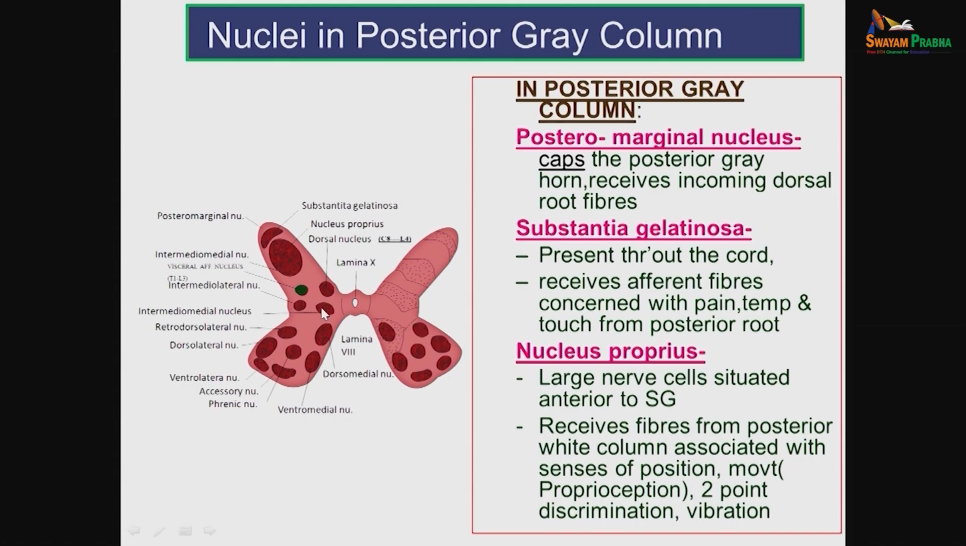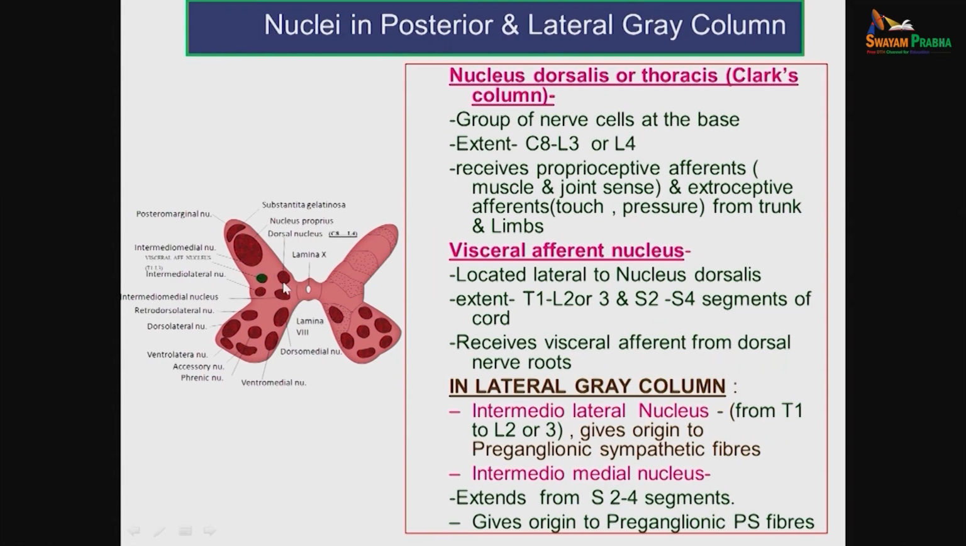That is nucleus proprius. Next nucleus, coming to the base of the posterior grey horn, you can see a huge nucleus here. That's called the dorsal nucleus, or nucleus dorsalis or thoracis, or Clarke's column. This is a group of nerve cells at the base of the posterior grey horn. It is present in which segments? C8 to L3 or L4 segments. It receives proprioceptive afferents, muscle and joint sense, and also exteroceptive afferents, touch and pressure from trunk and limbs. This is the second order neuron in spinocerebellar pathways.